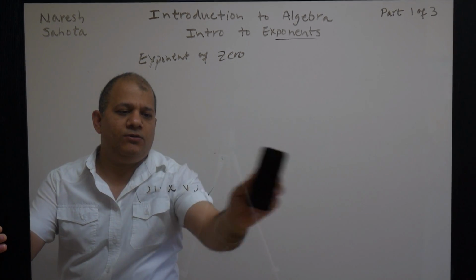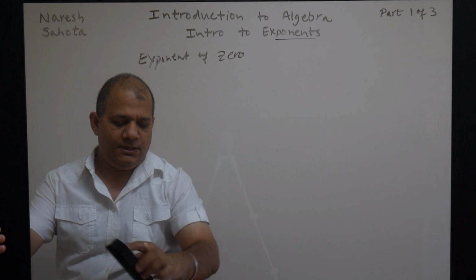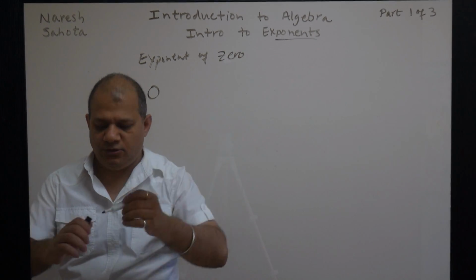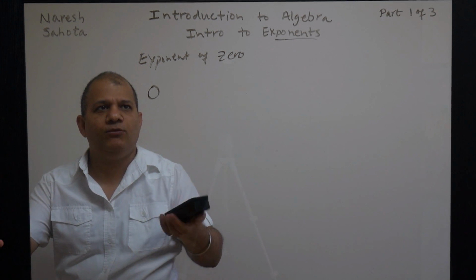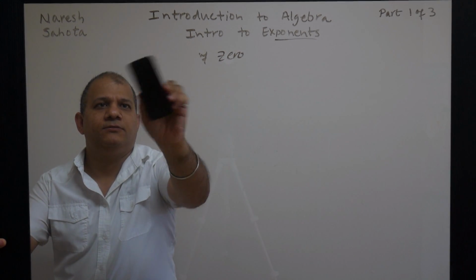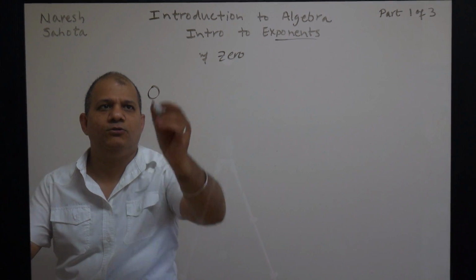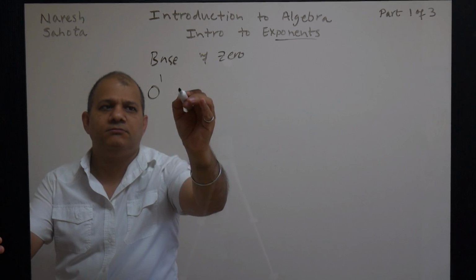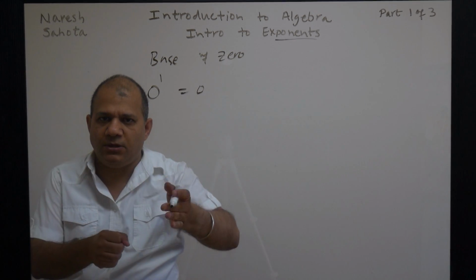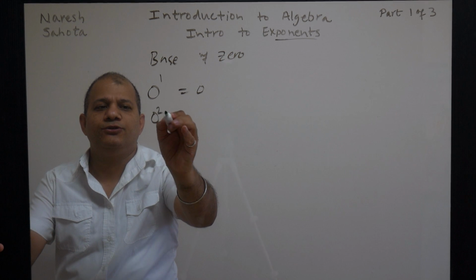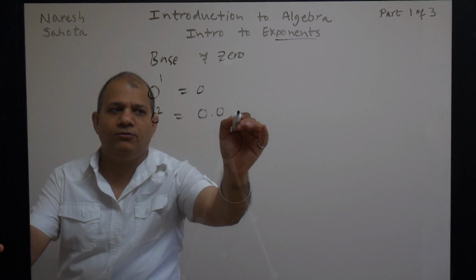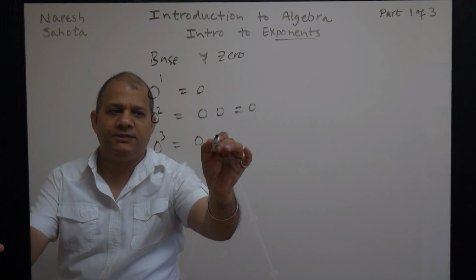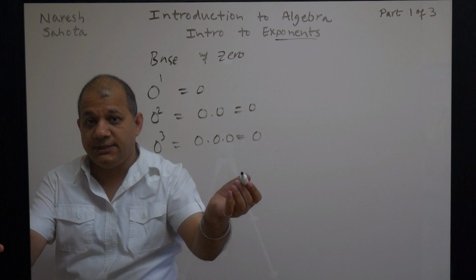Okay, so now what if we have 0 as the base? It's no longer the exponent, so now we have a base of 0. So 0 raised to the exponent 1, well, that's going to be 0, right? 0 multiplied only once. What about 0 to the 2? That would mean 0 times 0. What's 0 times 0? It's 0. Okay, 0 to the 3. Multiply 0 3 times. So 0 times 0 times 0 is 0.